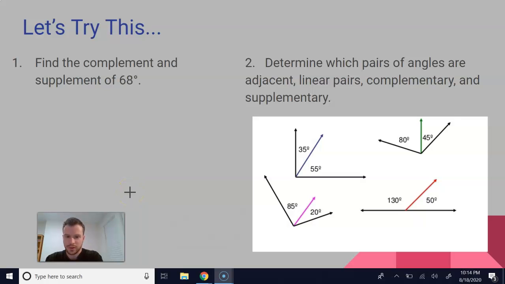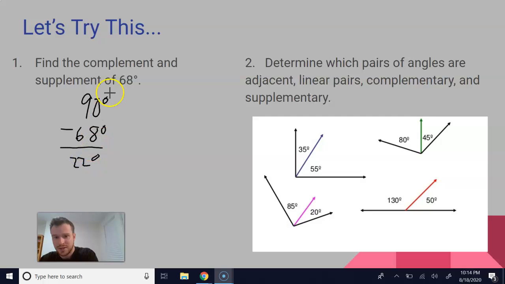So let's try this real quick. The problem is asking us to find the complement and supplement of 68 degrees. So if I'm trying to find the complement, I know that complementary angles add up to 90 degrees. So I'll say 90 degrees right here. To find the complement, all I'm going to do is subtract 68 degrees and I'll get 22 degrees. That is the complement, 22 degrees.